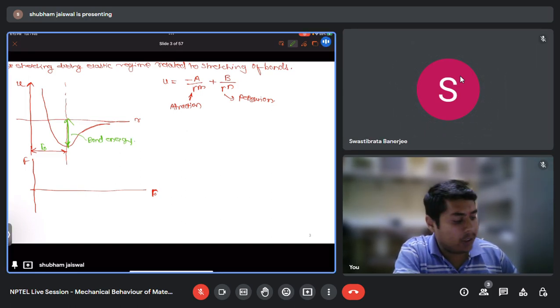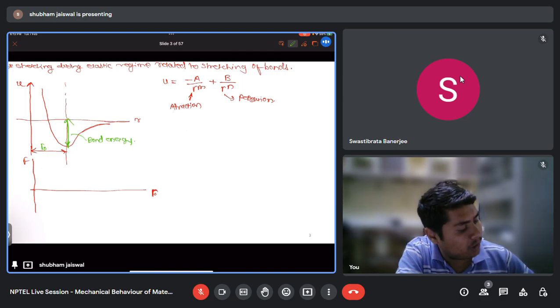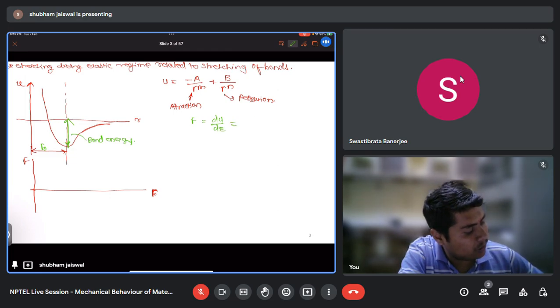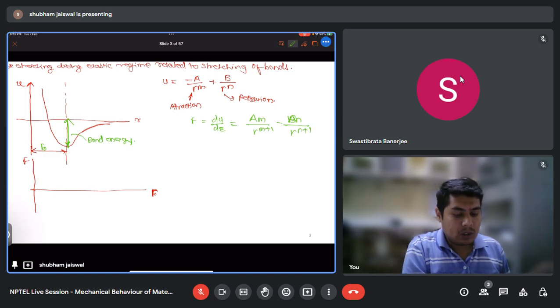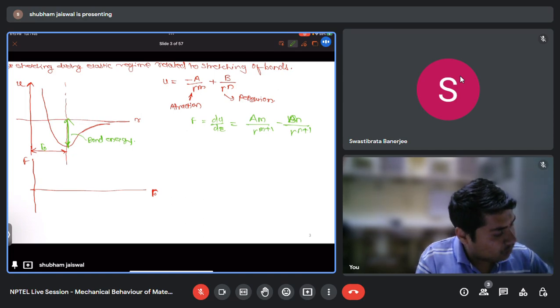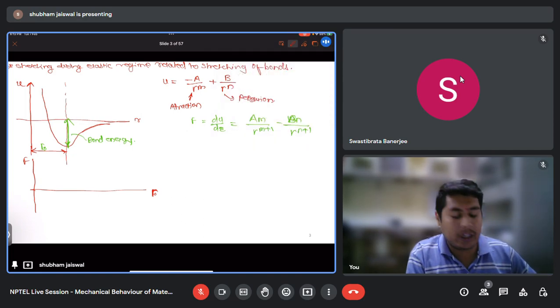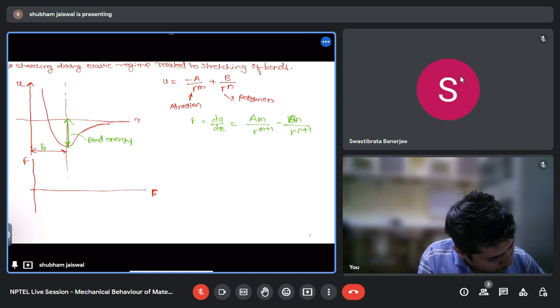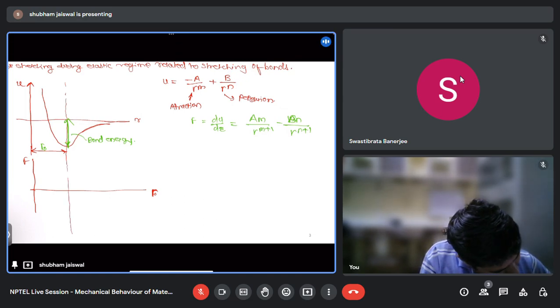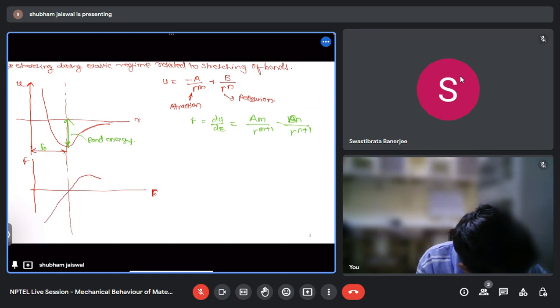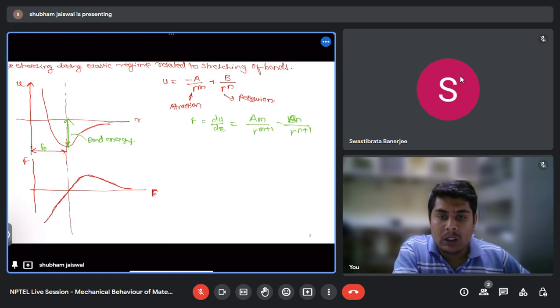If we take a derivative of this interatomic potential, we get the force F equal to du upon dr, which will be something like b n divided by r to the power n plus 1. If we draw the curve for force versus interatomic distance, or the slope of this curve, we will get something like this. This is the force curve.